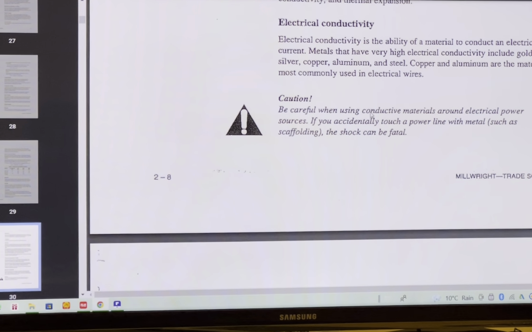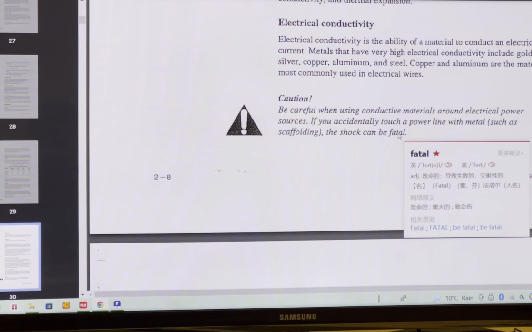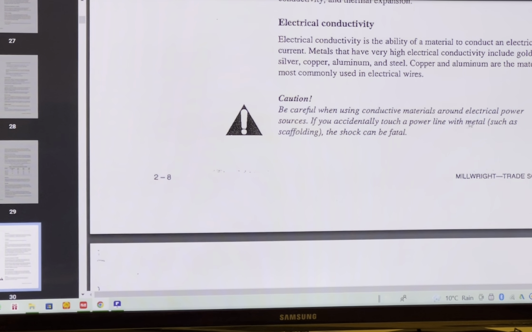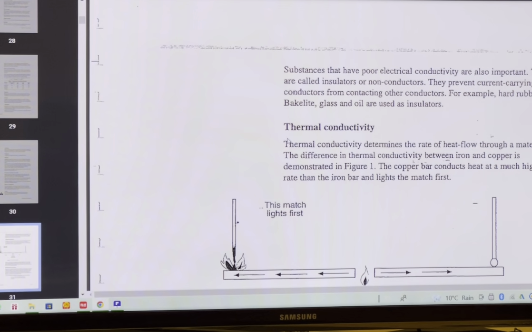Be careful when you use conductive material around an electric power source. If you accidentally touch a power line with a metal, such as scaffolding, the shock can be fatal. So remember, very important. Industrial safety will be your next chapter, and we'll be talking about it.